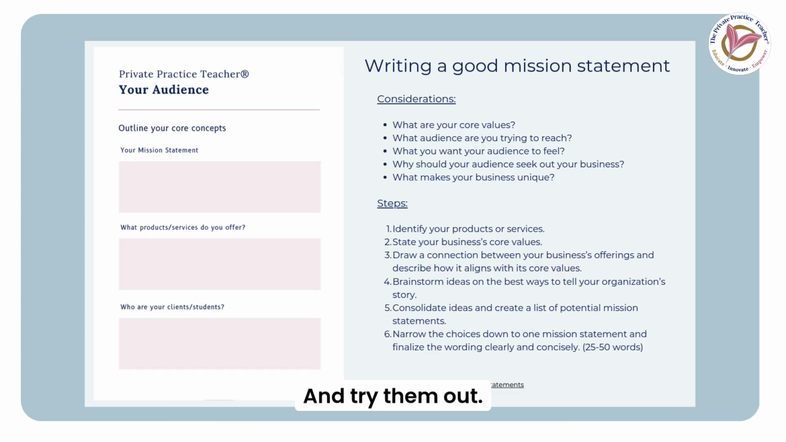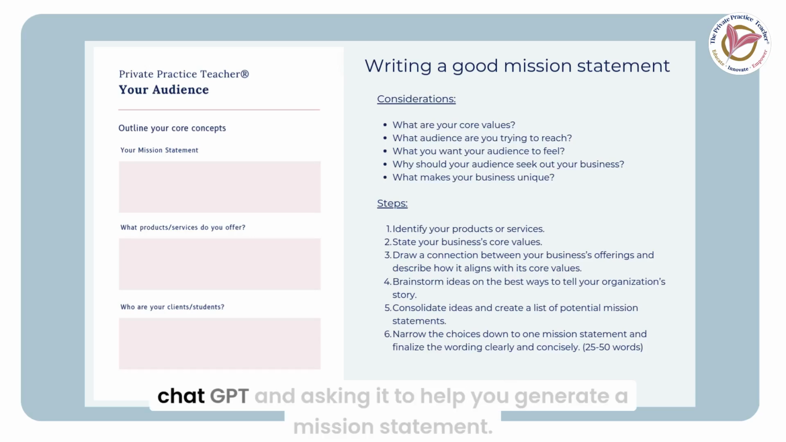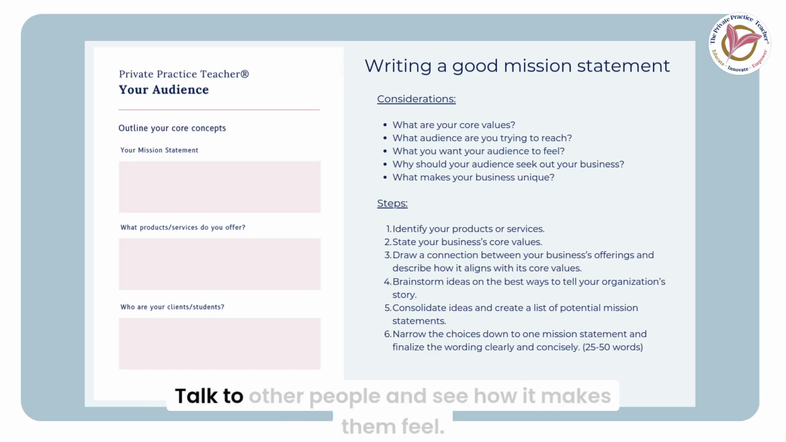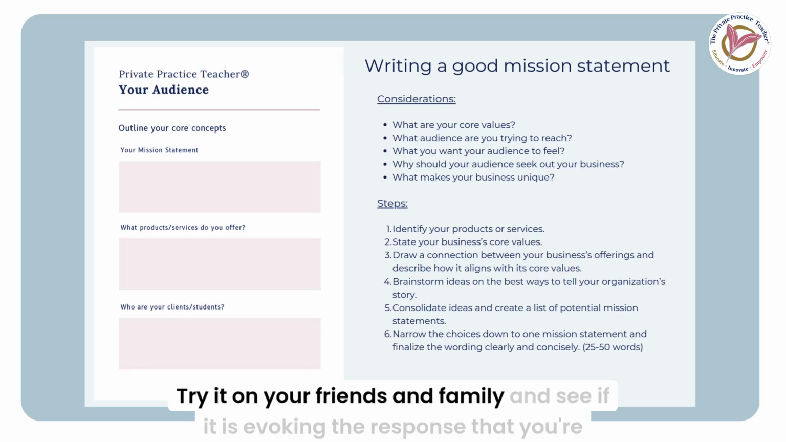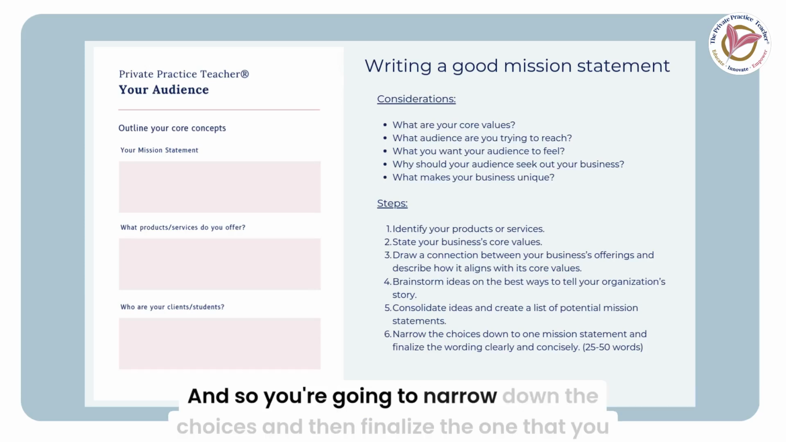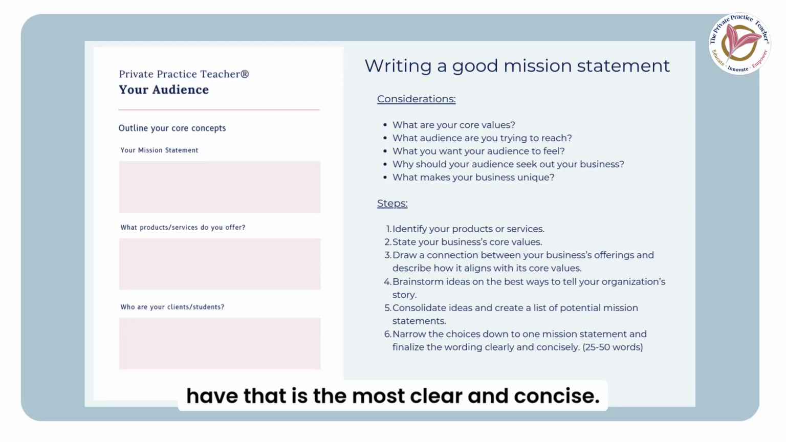And try them out. Try saying them. Try putting them in ChatGPT and asking it to help you generate a mission statement. Talk to other people and see how it makes them feel. Try it on your friends and family and see if it is evoking the response that you're looking for. And so you're going to narrow down the choices and then finalize the one that you have that is the most clear and concise.